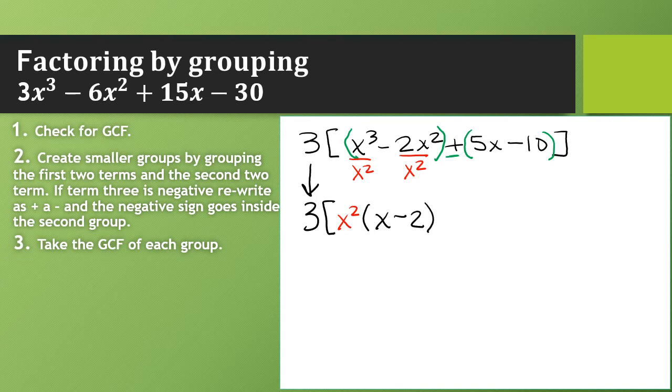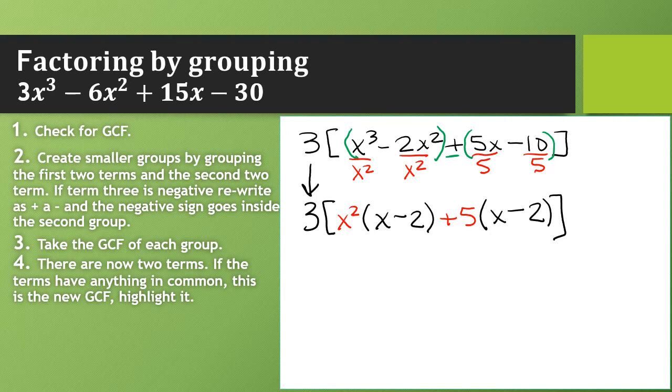When I look at my second group, 5x minus 10, I see that both terms have a 5, so I'm going to factor out a positive 5. That means I'm going to take a 5 out of each of these 2 terms, and 5x divided by 5 will leave me with an x, minus 10 divided by 5 is 2, and that takes care of step 3.